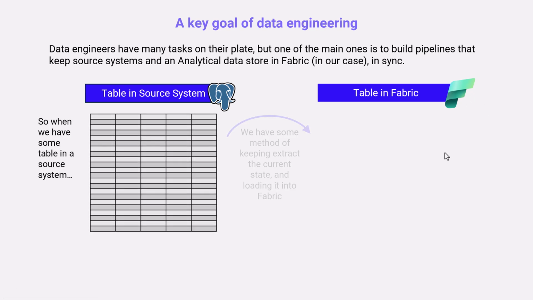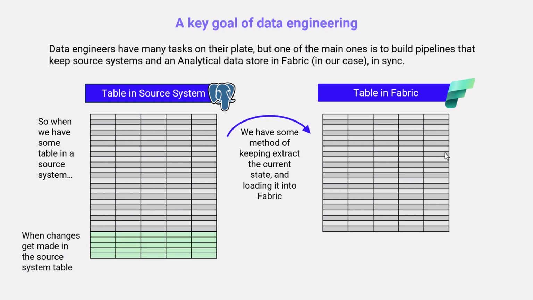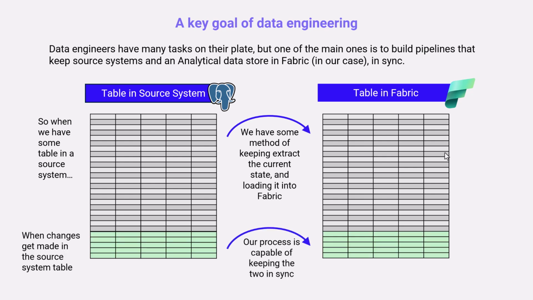So we've got some data in a source system. We have to find a method of extracting that data, loading it into Fabric. And then when the data changes in the source system, we need our process to be capable of keeping these two in sync, right?